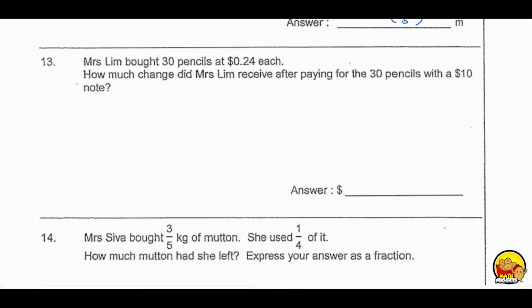Question 13, Mrs. Lim bought 30 pencils, 24 cents each. How much change did she receive after she paid using a $10 note? So now the 30 pencils will cost how much? 30 times 24 cents. Okay, so no calculator allowed. I'm gonna do this 24 cents times 3 times 10. I split 30 up. So it's 24 cents times 30. Okay, so times 3 times 10, so 0.24 times 3.